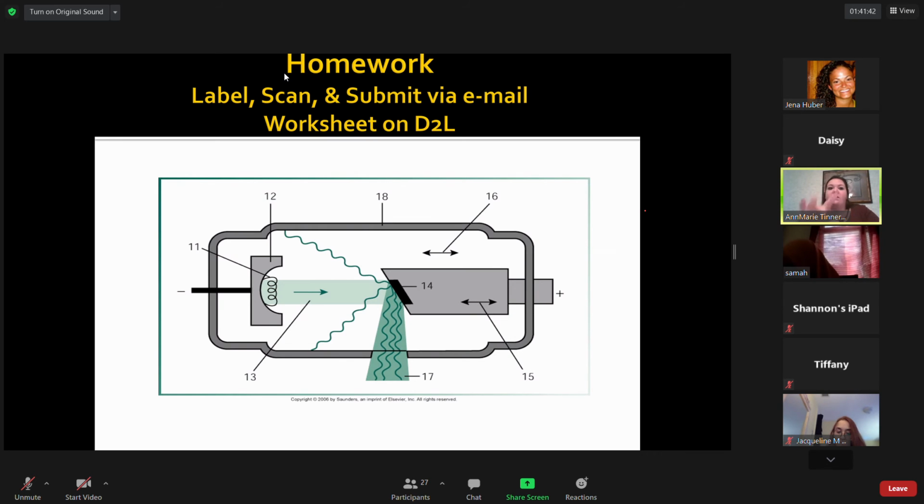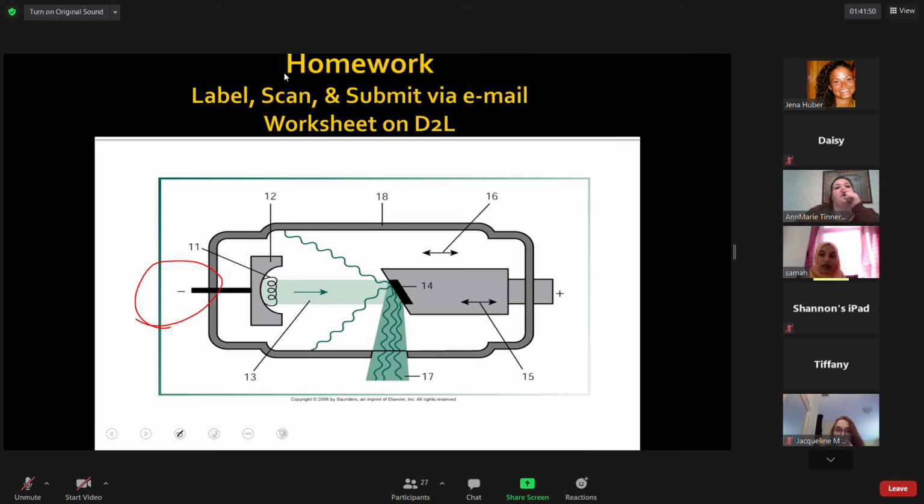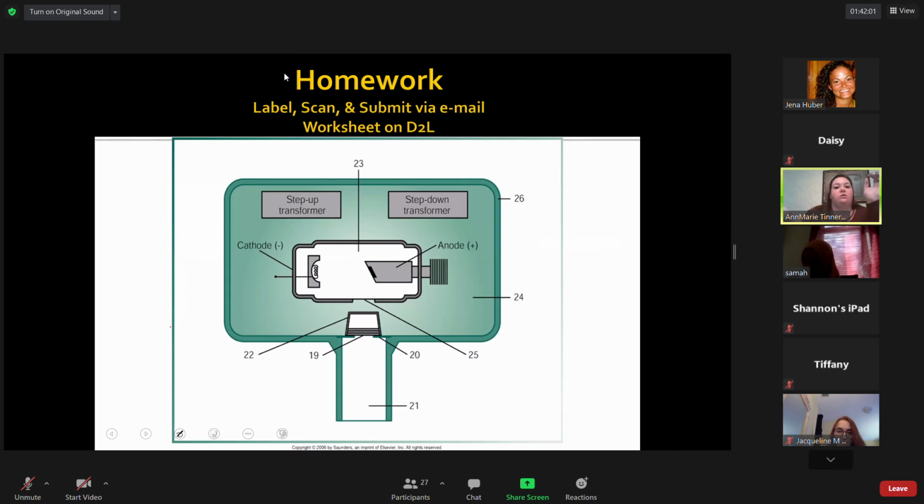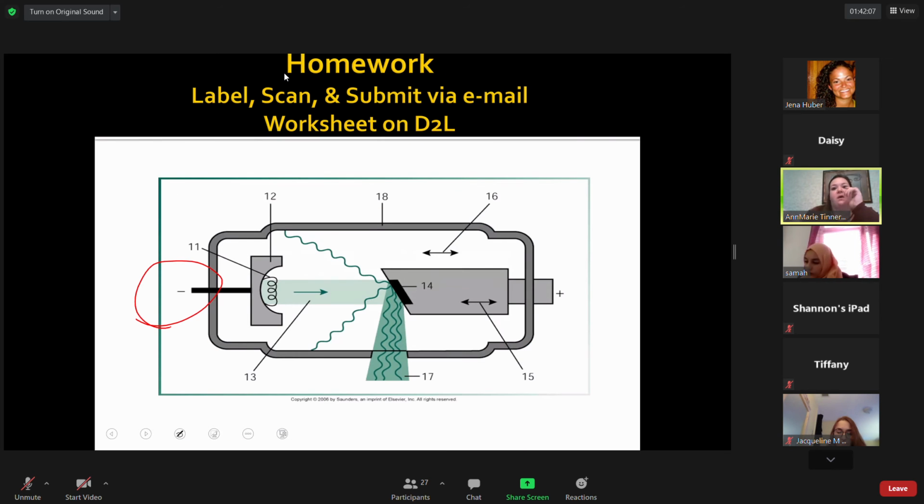Okay. What is this portion over here? Cathode. The cathode. Yes. Okay. So I'm going to post this to D2L. You guys are going to be in charge of labeling these 2 parts and make sure that you email them to me before the start of next week's quiz.